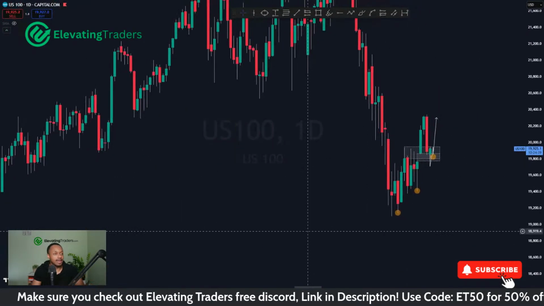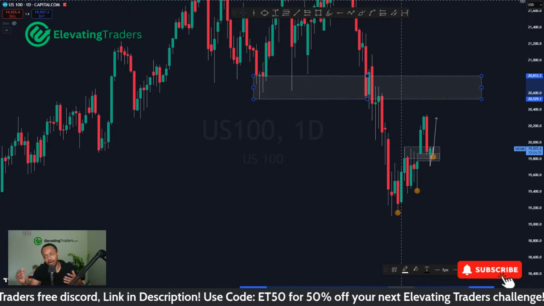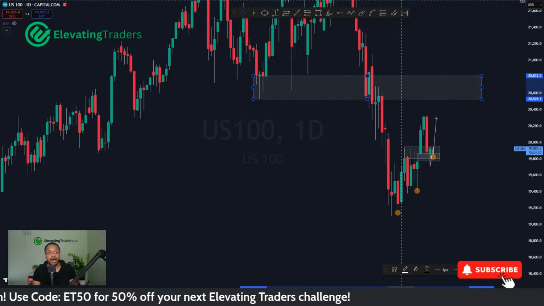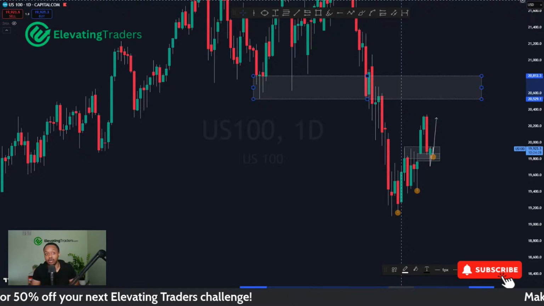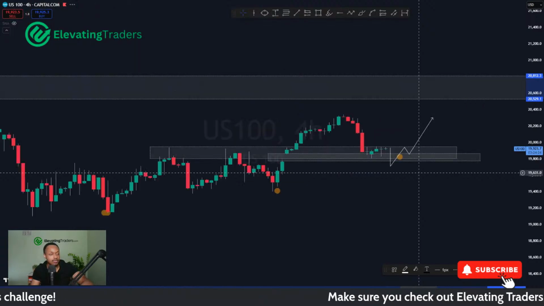Nas didn't quite get to the level which I'm looking for the sell from, which is this level here. Again, the market's not perfect. It doesn't have to particularly get to that level before selling off, but I would wait for price to get there before looking for that swing short for Nas. So I still like the upside opportunity here for Nas.